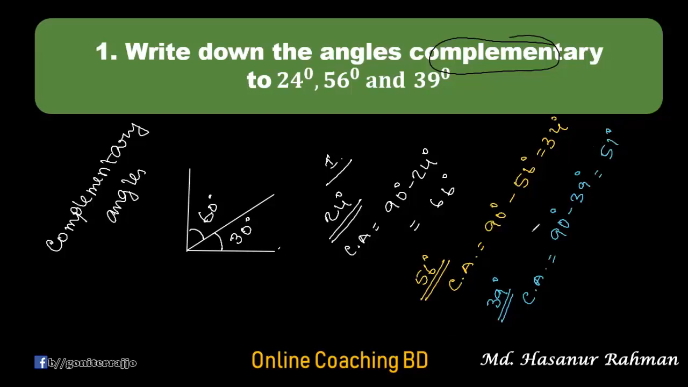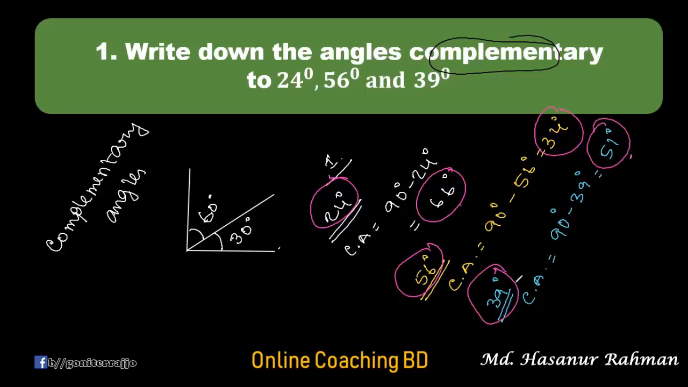So from this question we can conclude that 66 degree is complementary to 24, or 24 is complementary to 66. 56 is complementary to 34, or 34 is complementary to 56. 39 is the complementary angle to 51 degree, and 51 is the complementary angle of 39 degree. Very simple thing, because if you add these two angles you will get 90. And this is the solution of number 1.